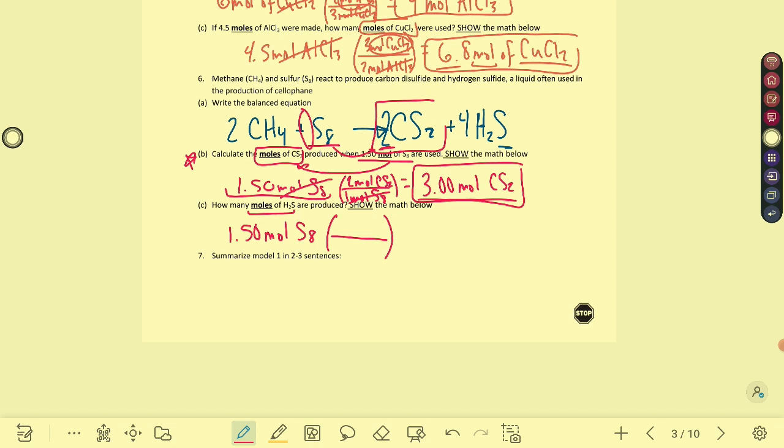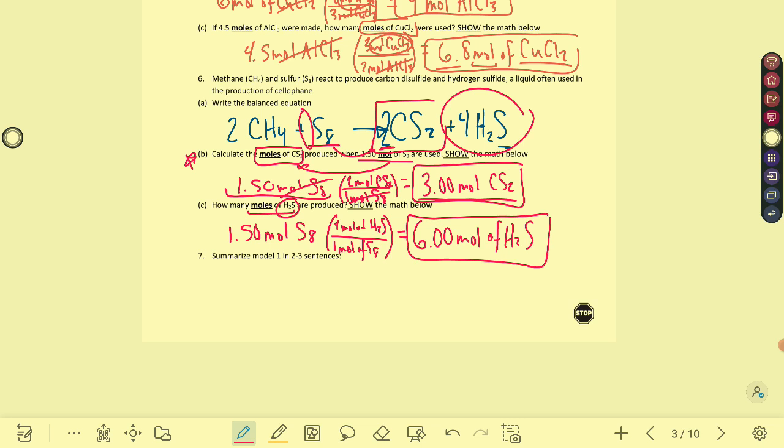So how many moles of hydrogen sulfide? So I know based on my formula again, there is 1 mole of sulfur, and my hydrogen sulfide is what I'm looking at this time, and there are 4 moles of hydrogen sulfide. So I'm going to take 1.5 times 4 this time, and so this is going to come out to be 6, but again, it has to be 6.00 mol of H2S, or hydrogen sulfide.